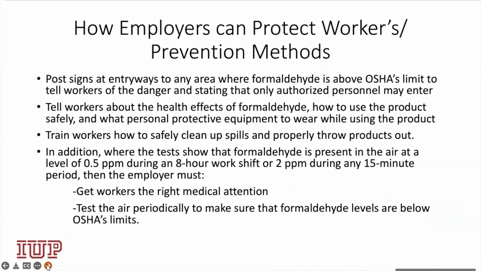So continuing on how employers can protect workers, prevention methods. Post signs at the entryway to any area where formaldehyde is above OSHA's limit to tell workers of the danger and stating that only authorized personnel may enter. We actually went over that on a slide within this presentation. Tell workers about the health effects of formaldehyde, how to use the product safely, and what personal protective equipment to wear while using the product. Train workers on how to safely clean up spills and properly throw products out.